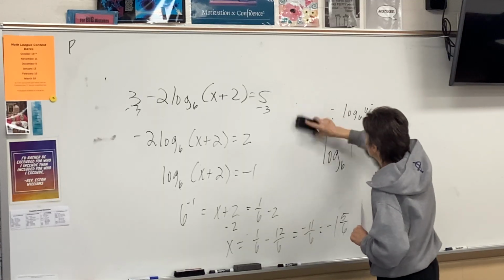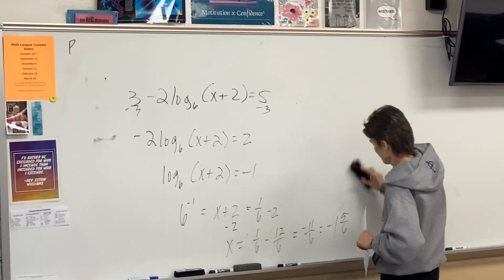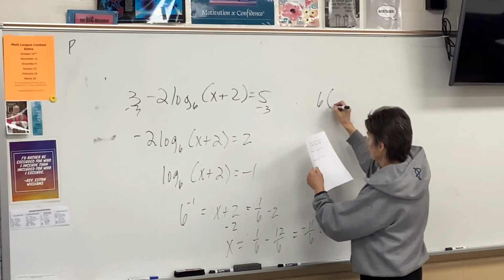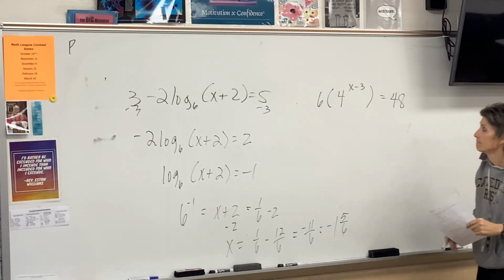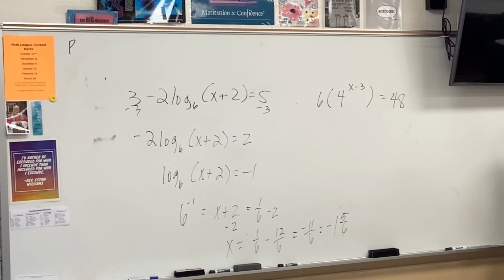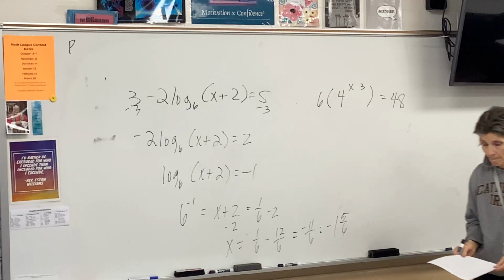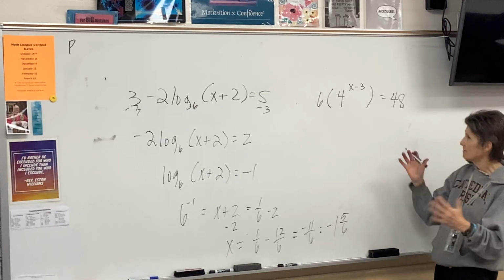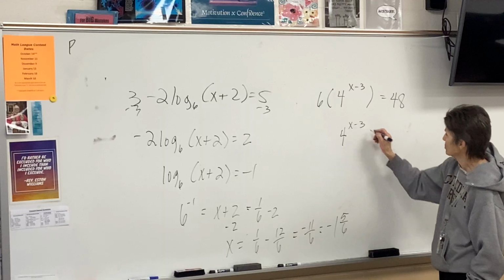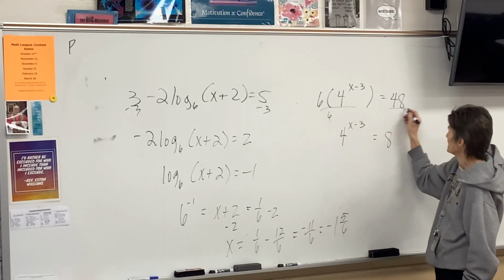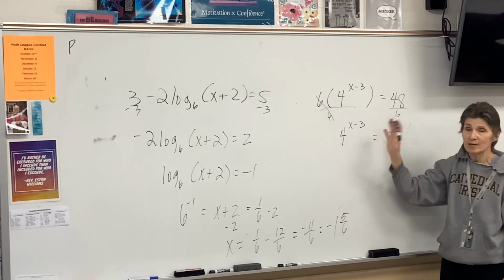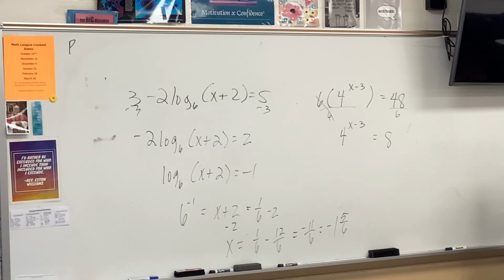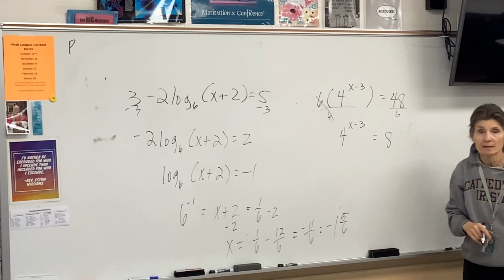All right, one more. Step 1, I hope you're all shouting, divide by 6, divide by 6. So 4 to the x minus 3 equals 8. I'm going to divide both sides by 6. Remember, all that does is cancel that. It doesn't change anything else. Now we're right back to where we were a minute ago.